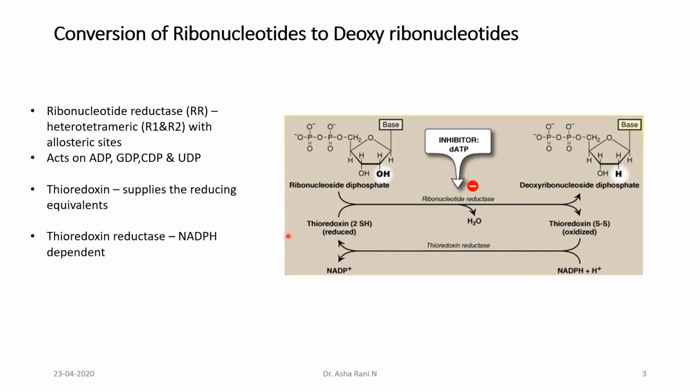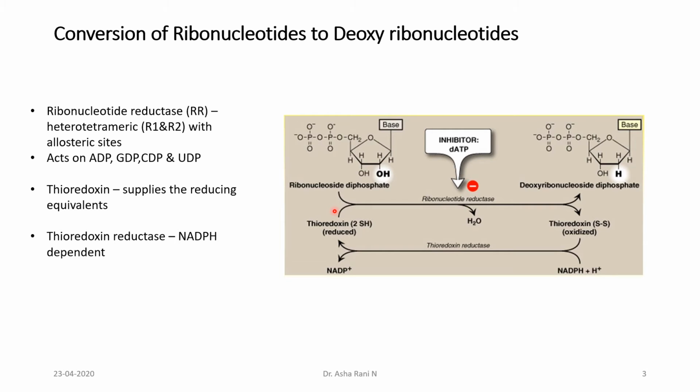Now a protein cofactor, that is thioredoxin, is the one which supplies the reducing equivalents, and during the process it gets converted into oxidized form, but we cannot have this oxidized form. We have to regenerate the reduced thioredoxin, and this is done by a selenium dependent enzyme, that is thioredoxin reductase, which is NADP dependent also. So thioredoxin reductase converts the oxidized thioredoxin back to reduced thioredoxin.